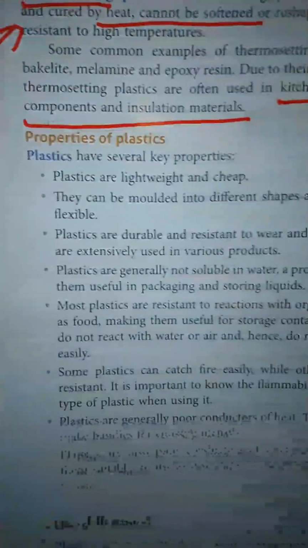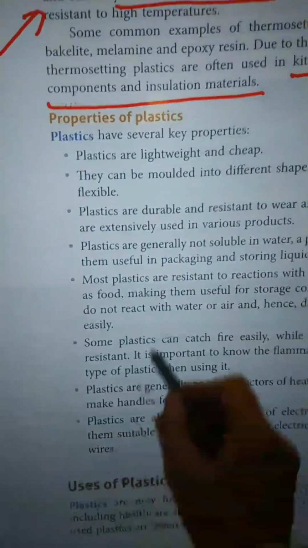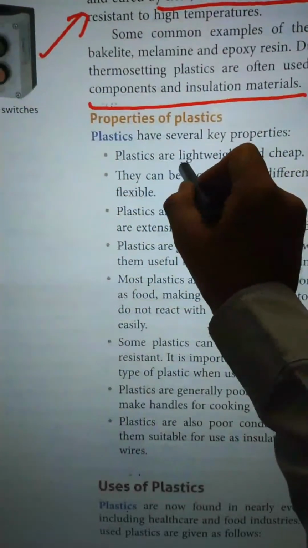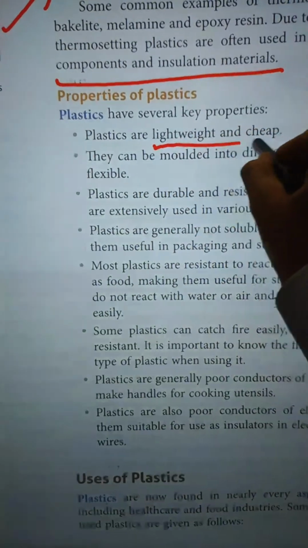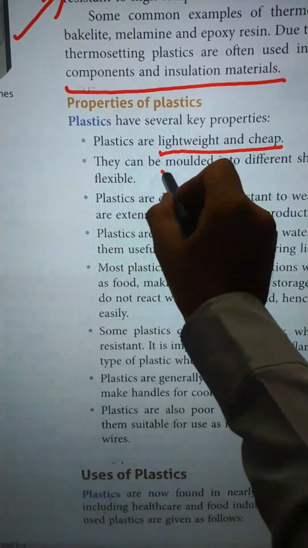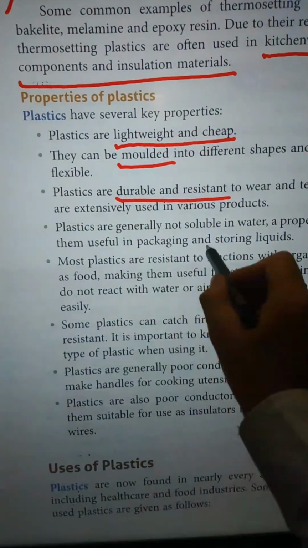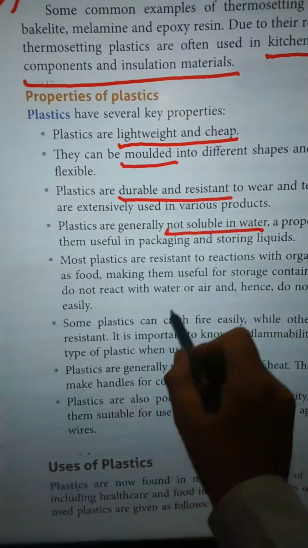Why are plastics popular? So these are some reasons. You don't have to write everything, you just have to write: plastics are lightweight and cheap. They can be molded easily. They are durable and resistant, and not soluble in water. Underline only these.